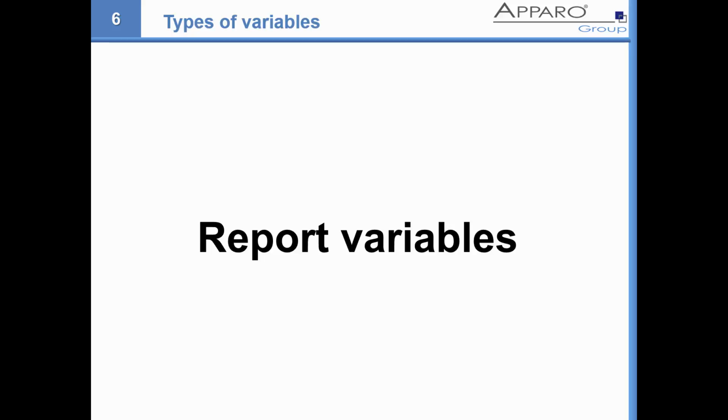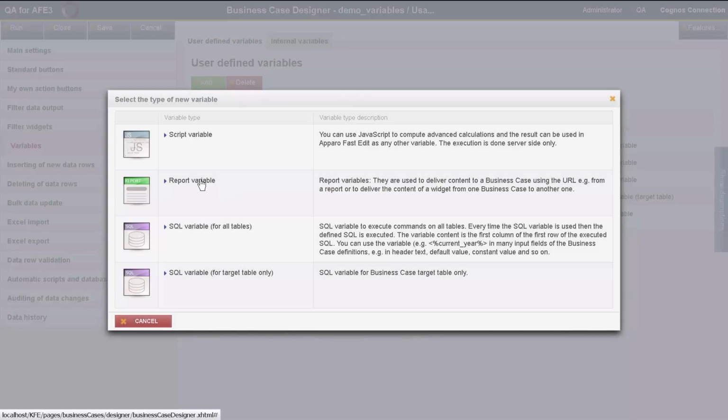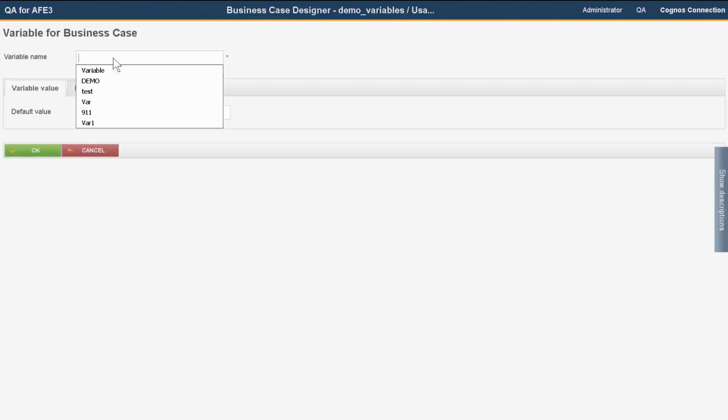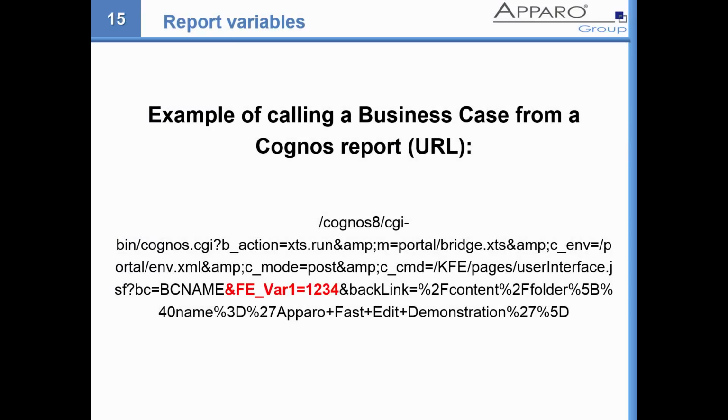Report variables. Report variables are used to carry values of business intelligence reports to the business case or from a master to a detailed business case. As well as the variable name, you can define a default value here. This is used when the calling report is delivering no value or when starting the business case from the designer. The values of business intelligence reports are transported to the called business case as highlighted here in red in the URL.